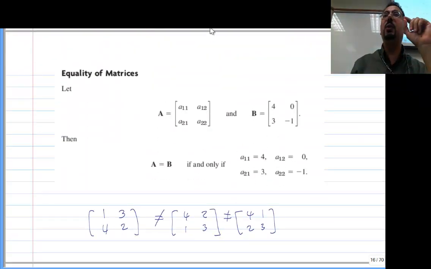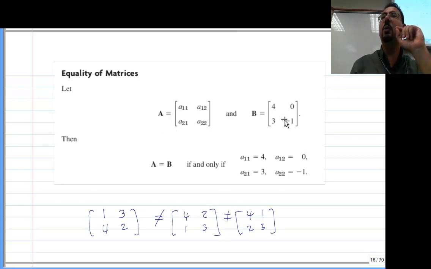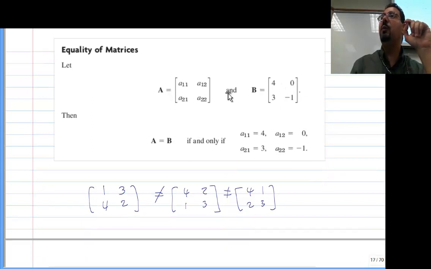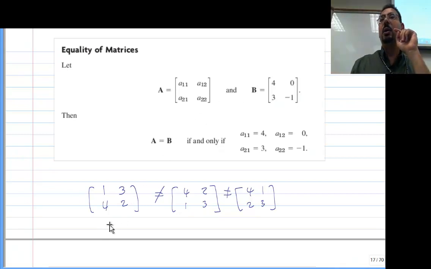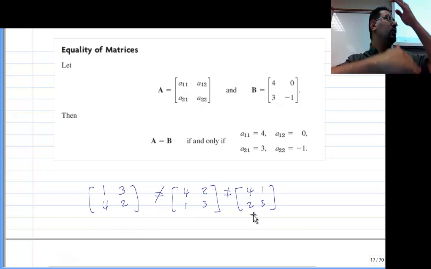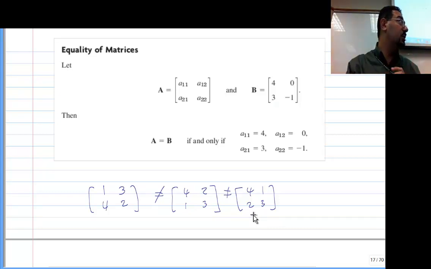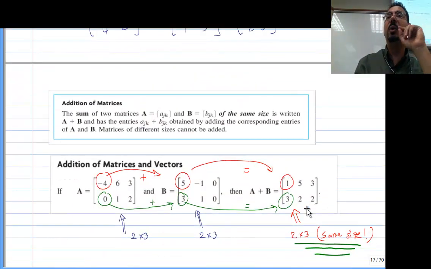So now, if we say that two matrices are equal to each other, if I say A equals B, that means not just that they are the same size, 2 by 2 and 2 by 2 or 3 by 3, but also every element matches. This must be 4, and this one must be 0, and this one must be 3. The only way for them to be equal is if every element, one to one, is exactly the same. So this is not the same, and this is not the same. If they have the same rows but just flipped, that's not the same matrix. It has to be an exact copy.